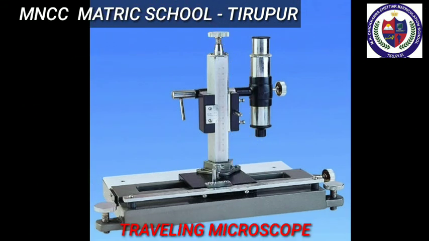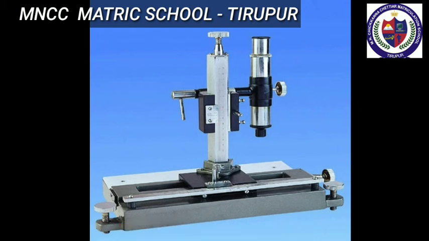Next, we move to traveling microscope. A traveling microscope is one of the best instruments for measuring very small lengths with a high degree of accuracy, at the order of 0.01 mm. It works based on the principle of Vernier. Its least count is 0.01 mm.